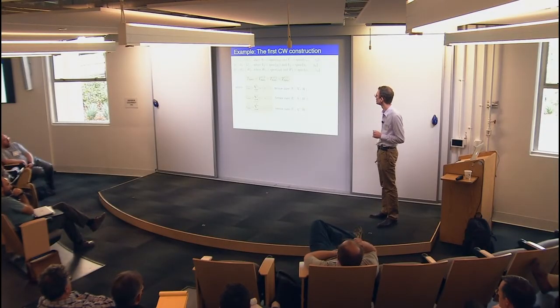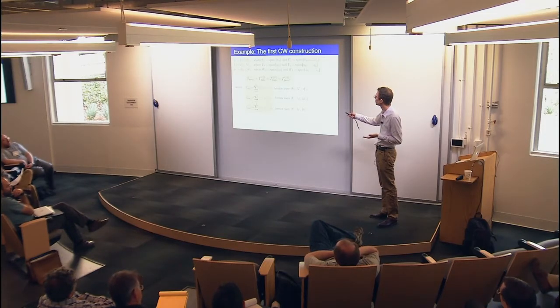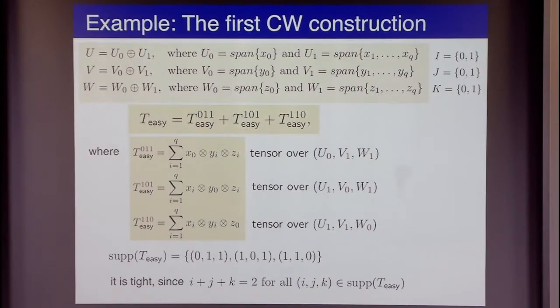So for example, here we have our decomposition U0, U1, V0, V1, W0, W1. And this corresponds to the case where we have two elements in the partition and three components. So the support consists of these three terms, and it's tight because if you take the sum, it's equal to 2. Okay. So it's an example of a partition tensor with respect to this partition.